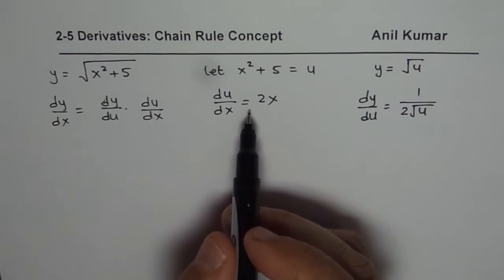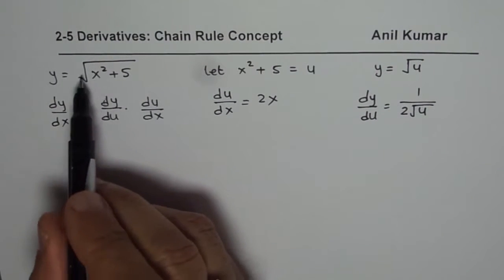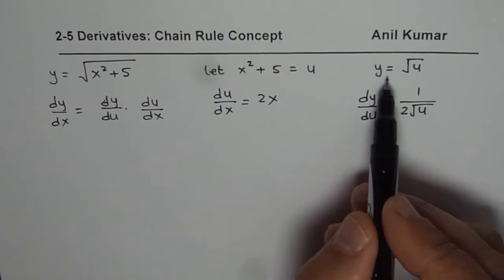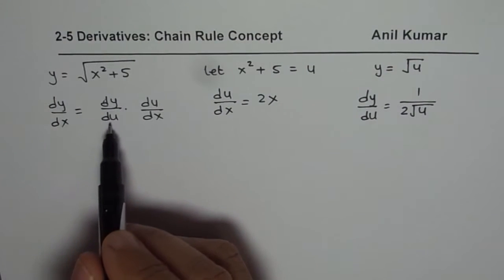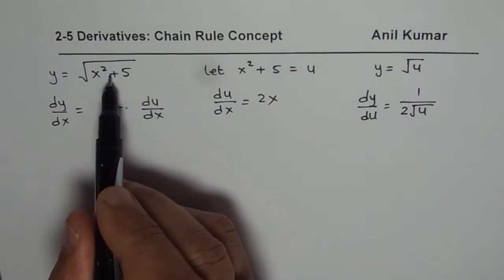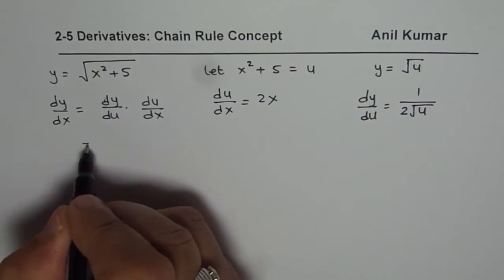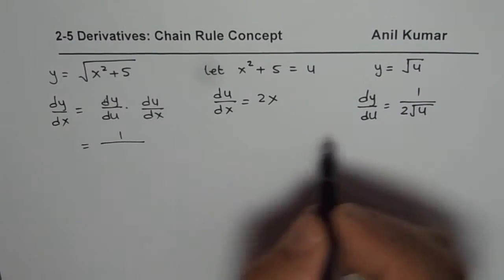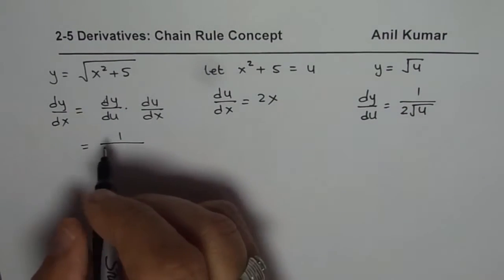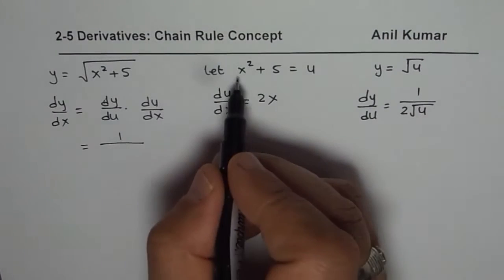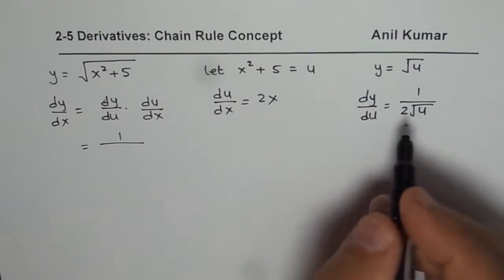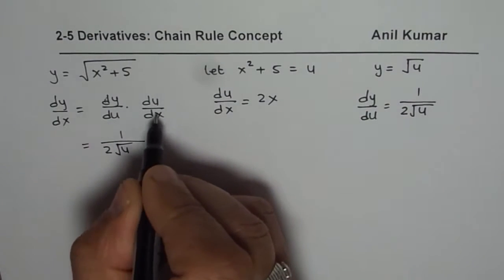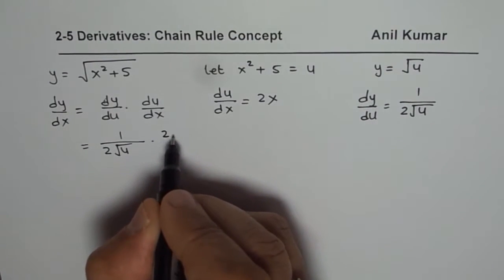So what we really do is we take the derivative of the outside function first. Do you see that outside function, square root, dy by du, times the inside derivative, right? So now we know dy by du is 1 over 2 square root of u. Instead of u, I could replace u with x squared plus 5. We'll do that later, but let's first write 2 square root of u, and du by dx is 2x.